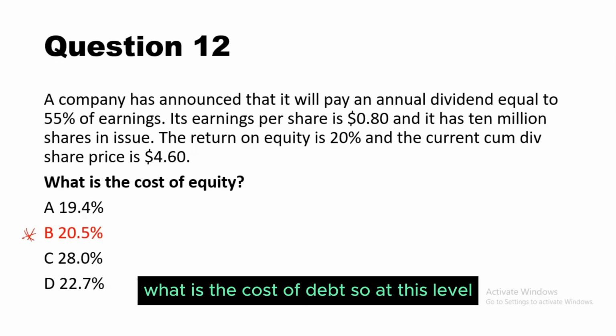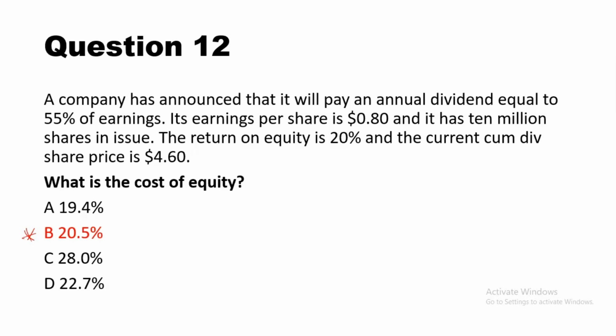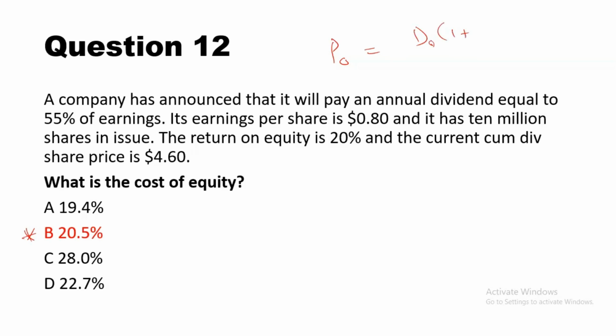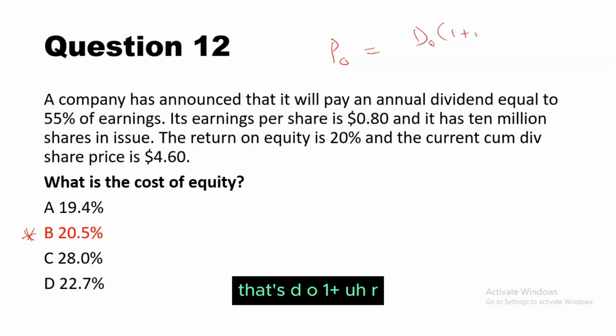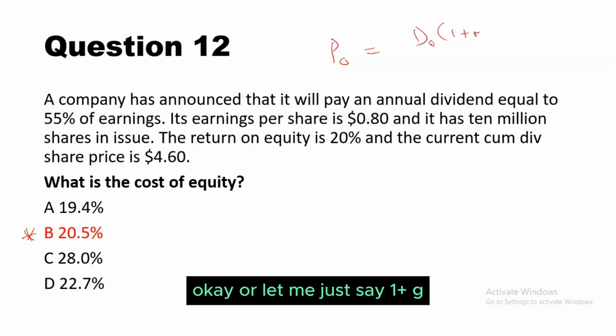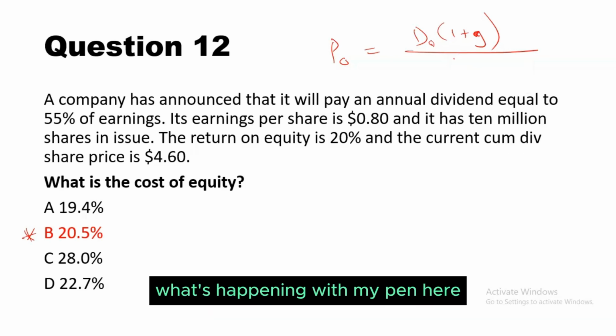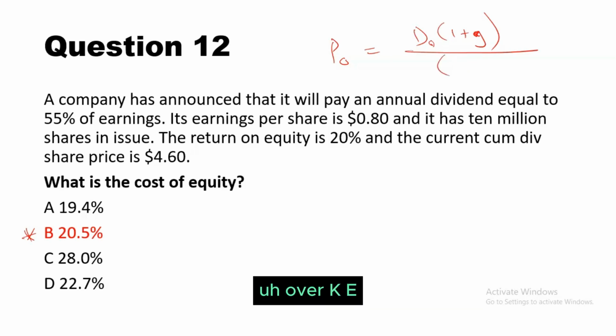So at this level, I'm sure we all appreciate the dividend growth model, which says that P0 is equal to D0 (1 plus g), where g is the growth rate, over Ke minus g.